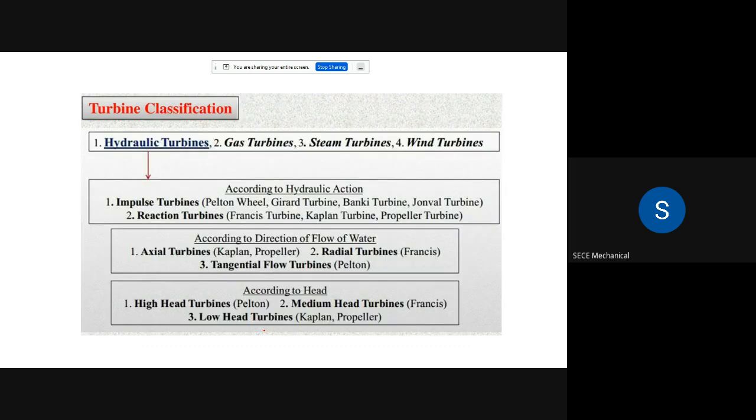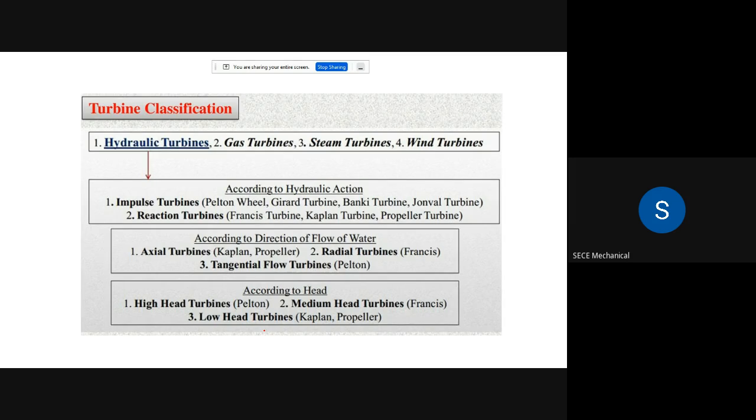So as far as classification is concerned, there are different types of turbines, right? Hydraulic turbine, gas turbine, steam turbines, and wind turbines. What we are majorly looking into in fluid mechanics is the hydraulic turbine. There are gas turbines, and apart from gas turbines there are turbojet, turbofan, and turboprop. So we have different sets of turbines, but in relation to fluid mechanics, we are mostly concerned with hydraulic turbines.